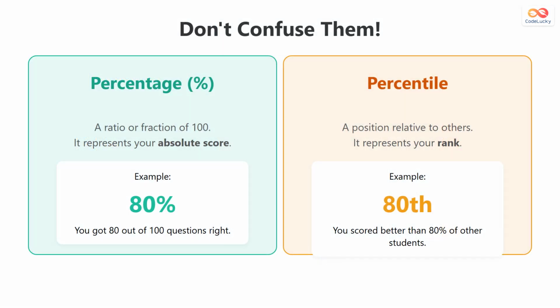It is crucial not to confuse percentile with percentage. Percentage is your score out of 100, like getting 80 questions right. Percentile is your rank compared to others. You could get a low percentage on a hard test, but still be in a high percentile if everyone else scored lower.